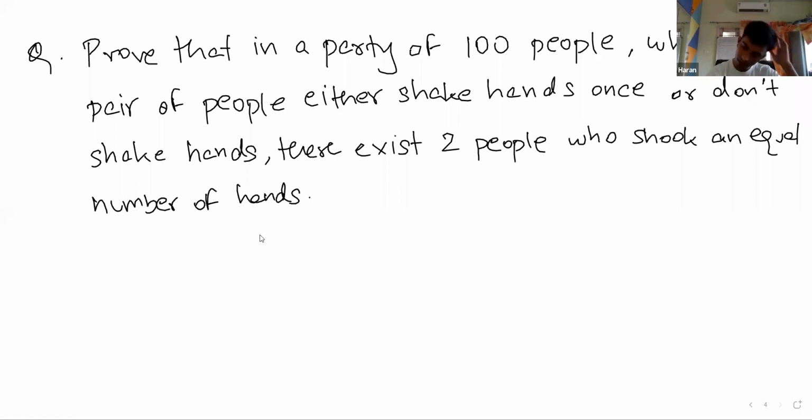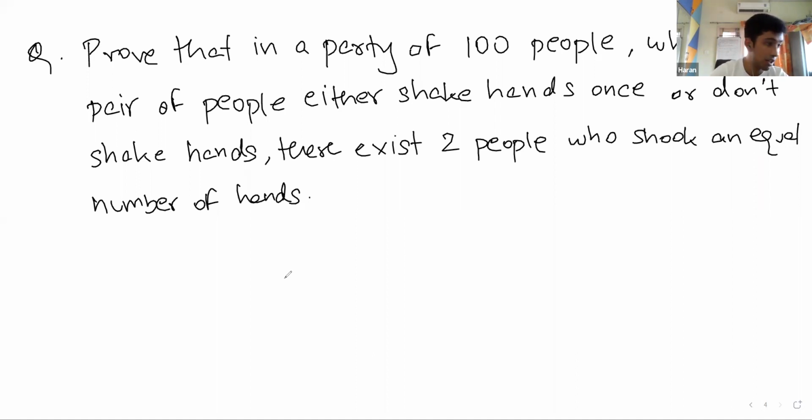All right, so this is the question. You have a party of 100 people. It's just a gathering, and as a greeting, people might shake hands, they might not, right? What I want you to prove is that no matter what happens there, there exist 2 people who shook an equal number of hands. So let's say that in the whole party, A shook hands with only X and Y, and B shook hands with only C and D, right? Then A and B both shook 2 hands, and hence they shook an equal number of hands.